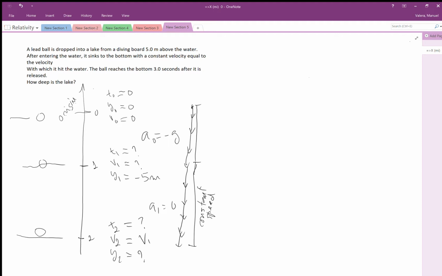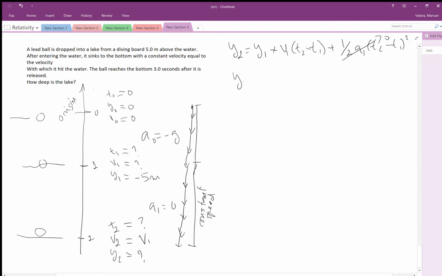So we want y2, right? We can write this equation: y2 is equal to y1 plus v1 times (t2 minus t1) plus 1/2 the acceleration on that segment times (t2 minus t1) squared. Now this is 0. So then y2 is equal to y1 plus v1 times (t2 minus t1).